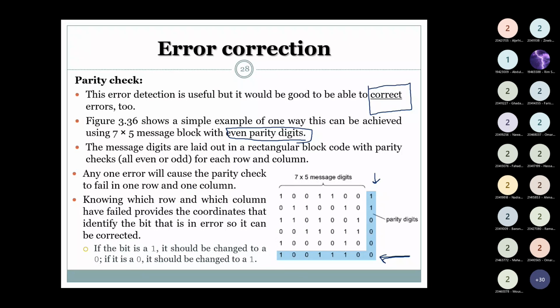So it will reflect errors in the parity checks of the columns and rows. Knowing which row and which column have failed provides the coordinates that identify the bit that is in error, so it can be corrected. The intersection of this row and this column will show you the wrong digit. If the bit is 1, it should be changed to 0, and if it is 0, it should be changed to 1.